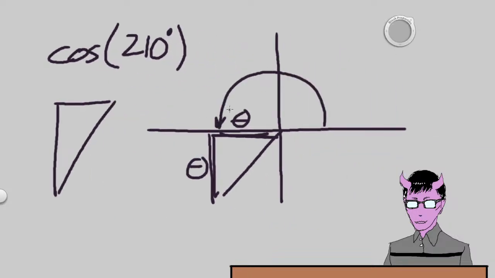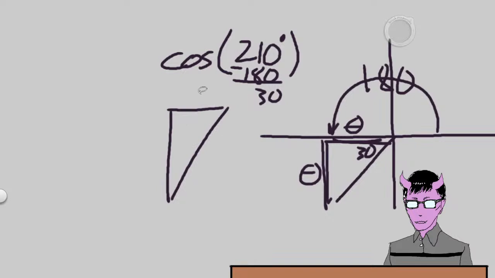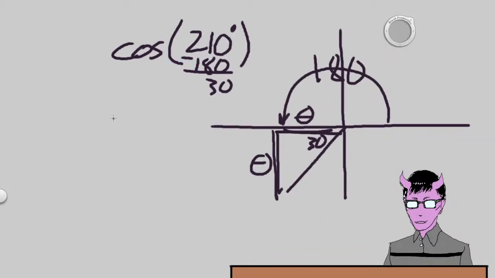So from here to there is 180. What's the leftover? What's the spillover? The spillover is 30 degrees. So this is going to be 30 degrees. This is not drawn to scale. You don't have to draw it to scale, but it's nice if you do. So this is the triangle that we're referencing.